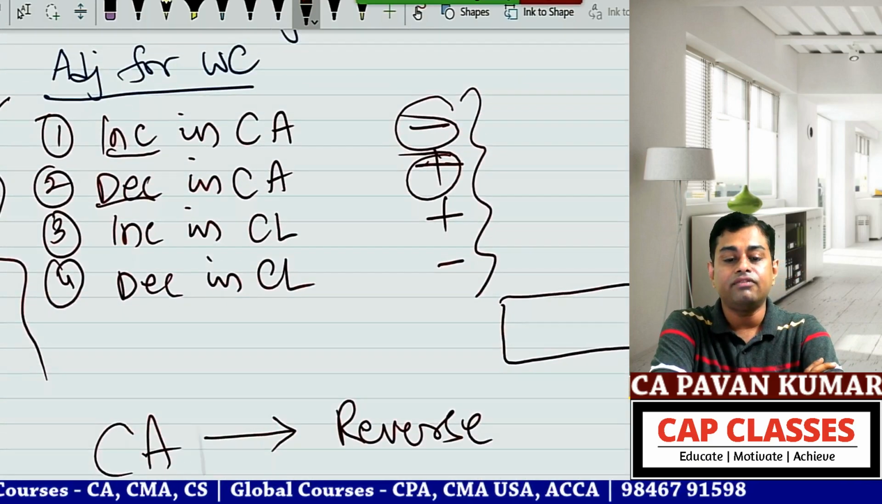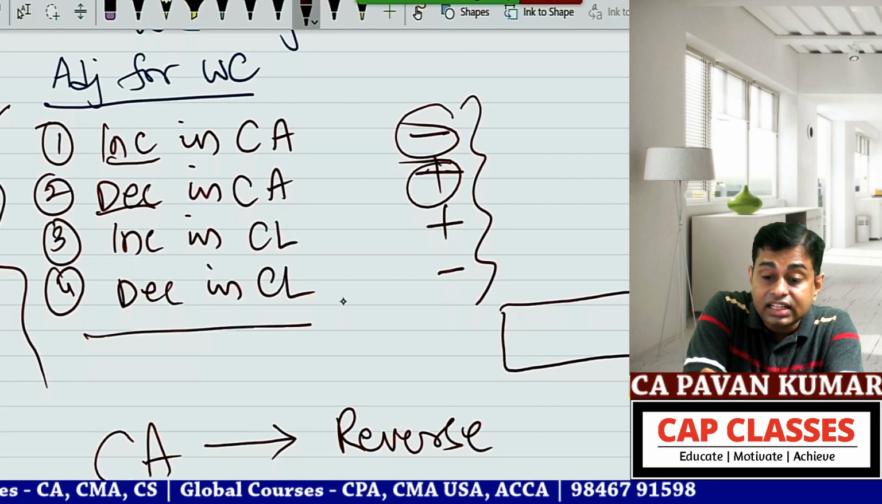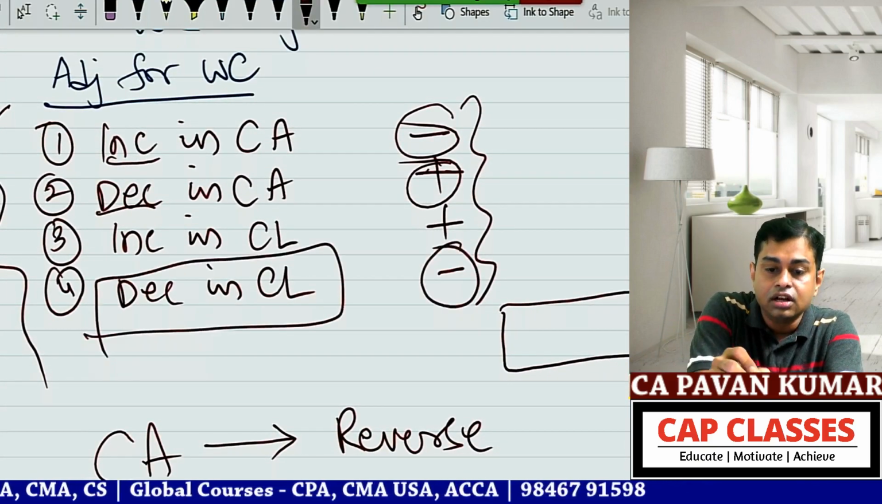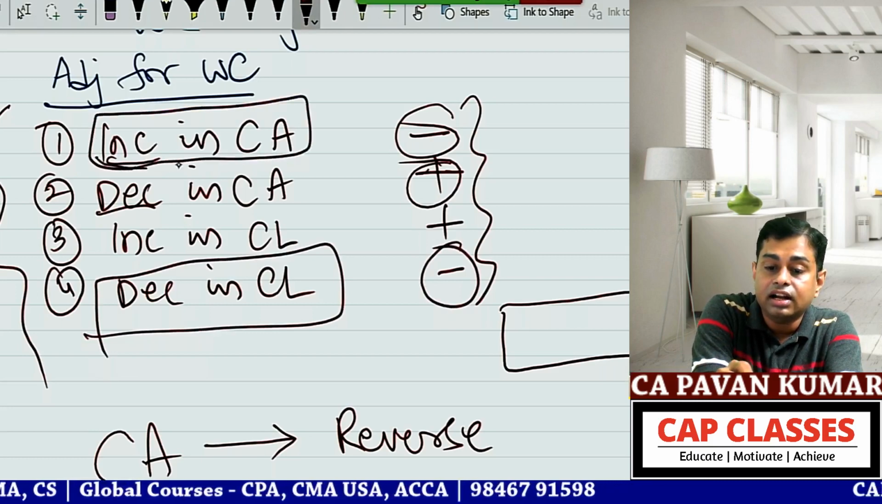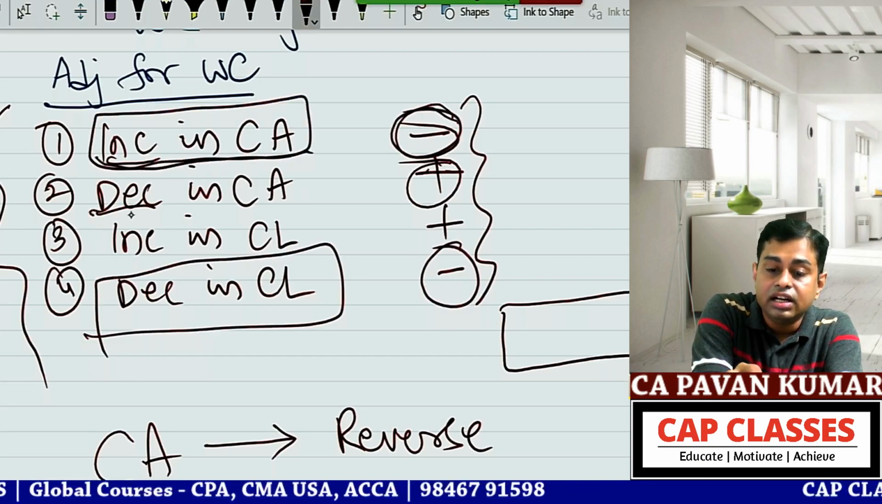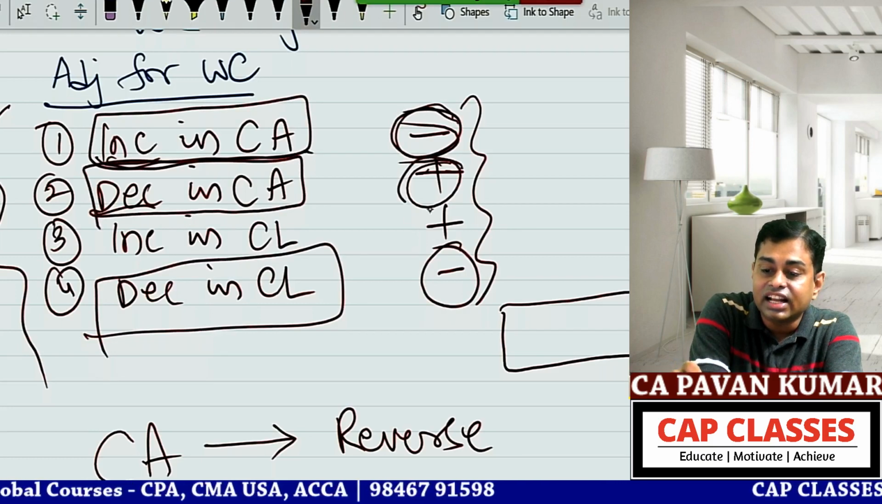That is the reason here if you observe, decrease in current liability, decrease in cash. But increase in current liability is an increase in cash. Decrease in current liability is decrease in cash.